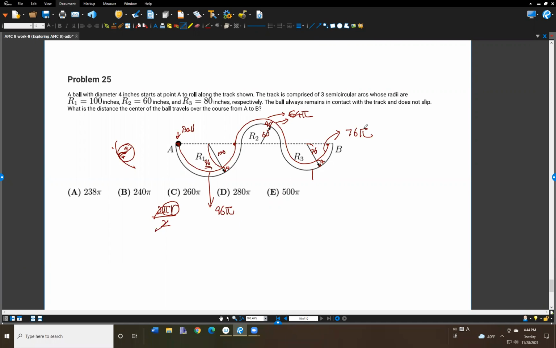Okay. Add more. That is the total length of arc. 96 pi, 64 pi, 76 pi. We can add more over here. That is 10, 6, 16. That is 10, another 16, another 23, 236 pi. Oops, there's no answer. There's no answer. Can you find it?